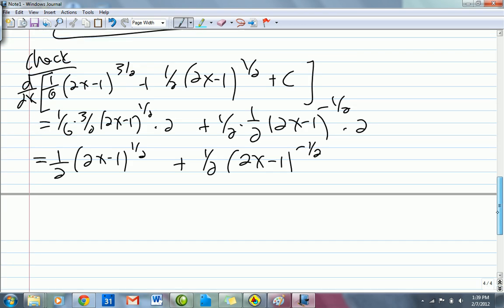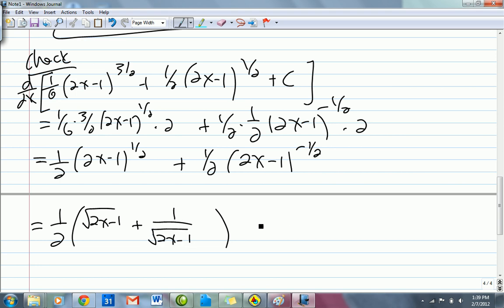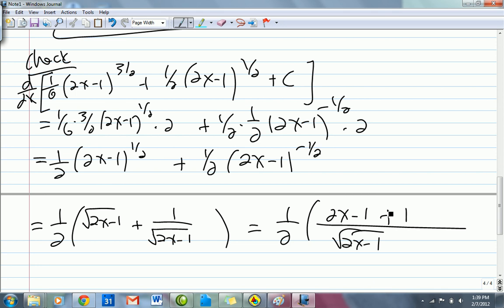So let's try to simplify that. And I'm going to take the 1/2 out, and that's root of 2x minus 1 plus, and that's going to be 1 over the same thing. Right? Now with a common denominator, I'm going to multiply this by root 2x minus 1 over itself, so it just becomes 2x minus 1 over that common denominator. And of course that's still a 1 over here. Ooh, and lo and behold, those 1's cancel.